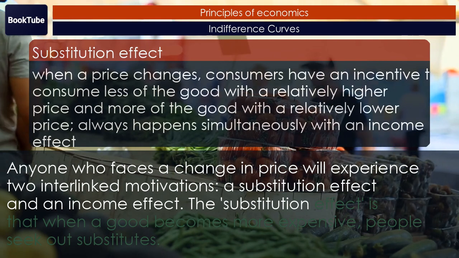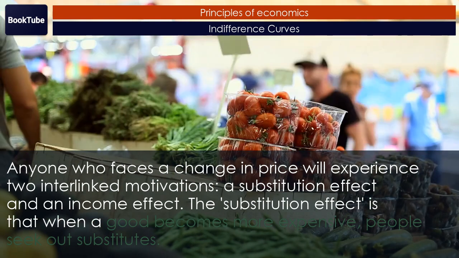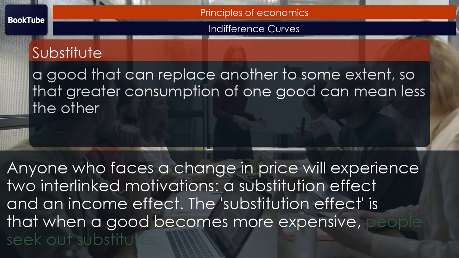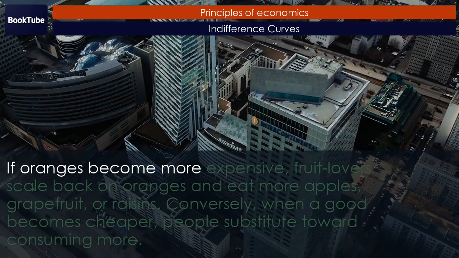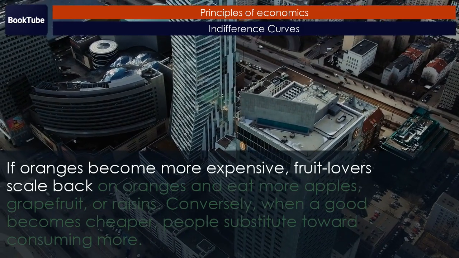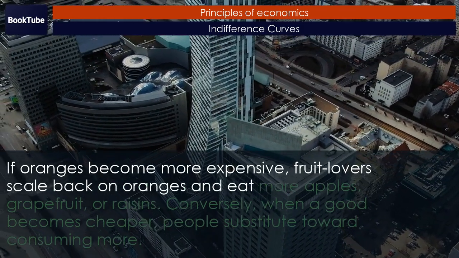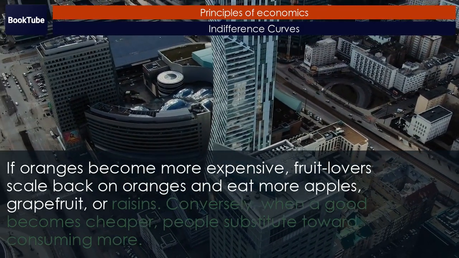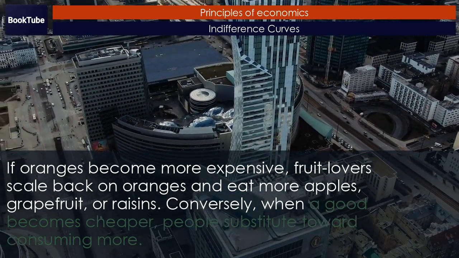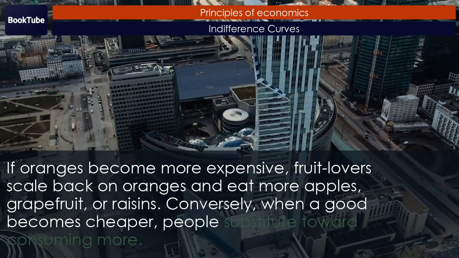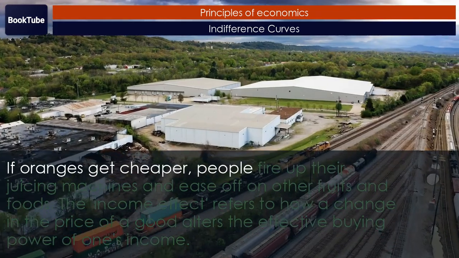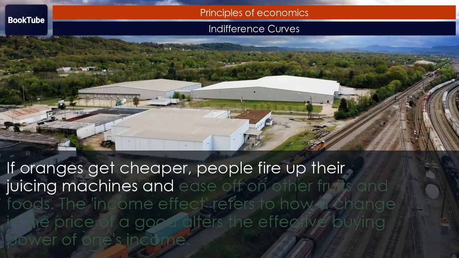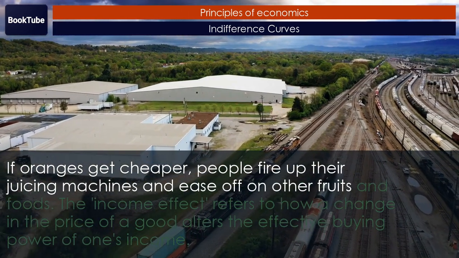The substitution effect is that when a good becomes more expensive, people seek out substitutes. If oranges become more expensive, fruit lovers scale back on oranges and eat more apples, grapefruit, or raisins. Conversely, when a good becomes cheaper, people substitute toward consuming more. If oranges get cheaper, people fire up their juicing machines and ease off on other fruits and foods.